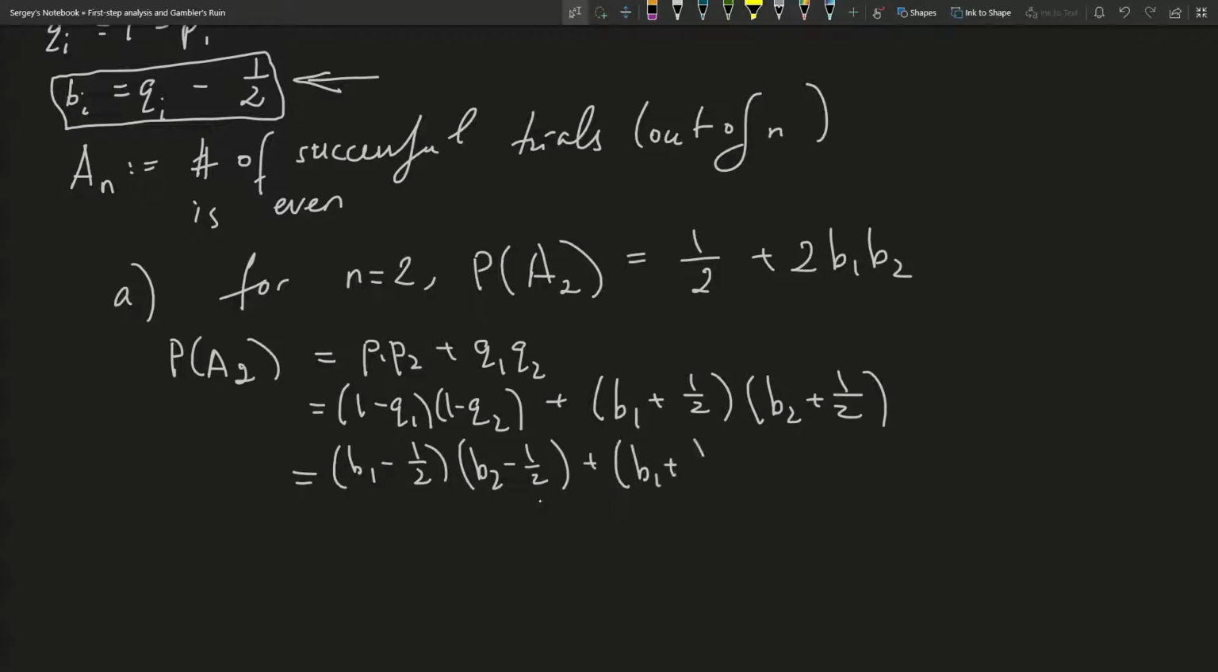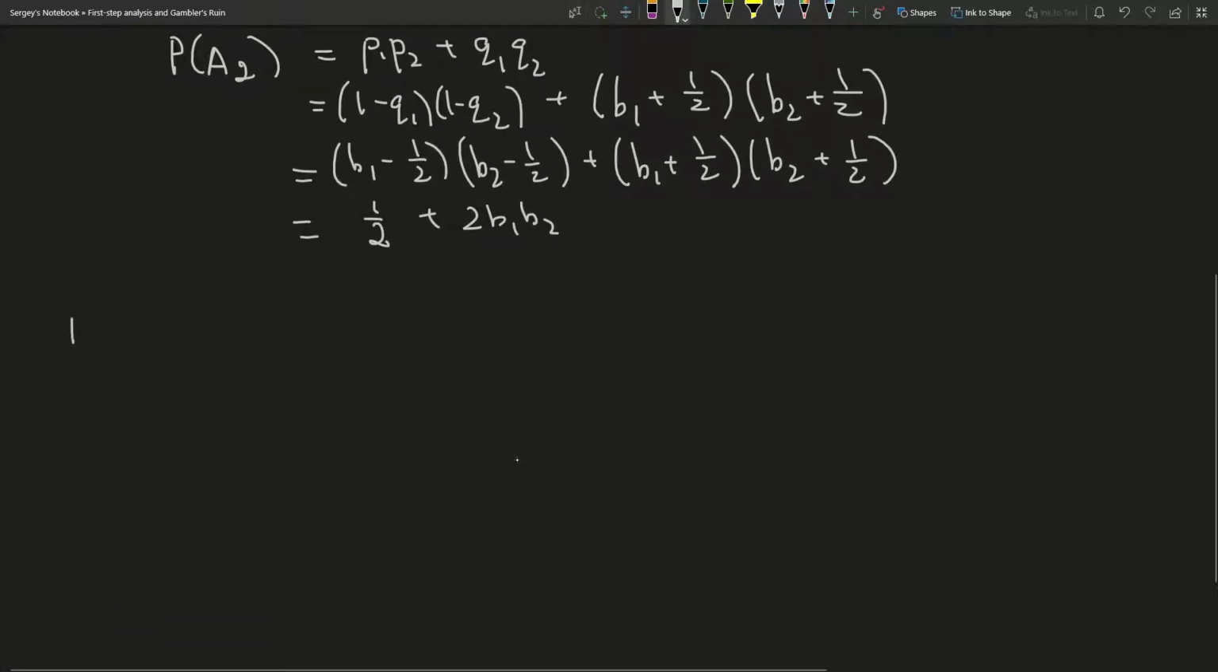plus b1 plus 1/2 times b2 plus 1/2. So applying the distributive property, distributing out both sets of multiplications and simplifying, we get the desired result: 1/2 plus 2 times b1 times b2.